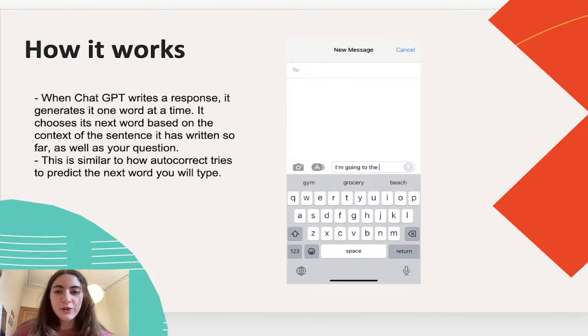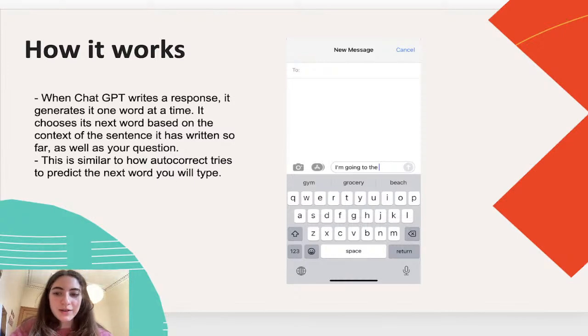But the way I think is best to think about it, just in a broad sense, is if you think about autocorrect on your phone, right? If you type a sentence, I have an example here on the right, it gives you some suggestions of what you could write next. You can see it has gym, grocery, beach. Just a few suggestions of what you could write. So the way ChatGPT works is very similar. It tries to predict your next word when it's generating a response.